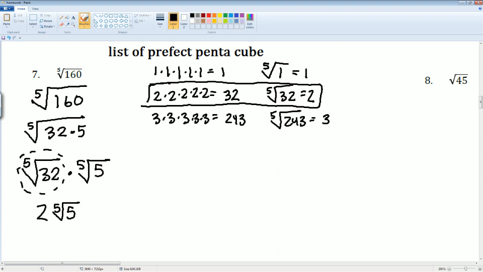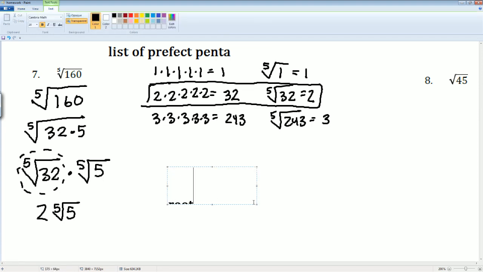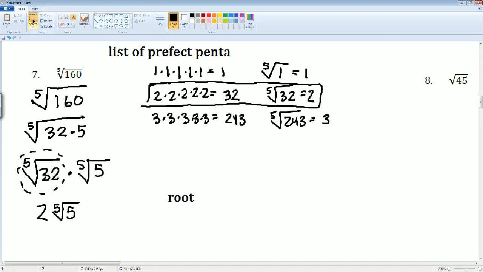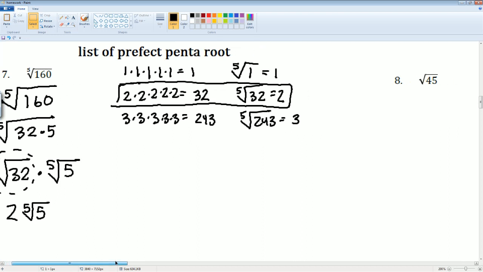I don't even think this is the correct name anyways. Pentacubed? No. I think it's pentaroot. Pentaroot, right? I think it's called a pentaroot. I don't know the exact math term. Okay. Let's do 8.